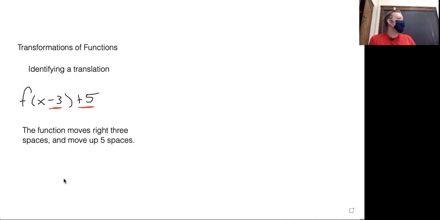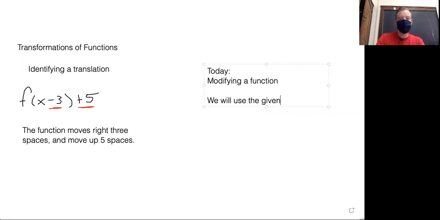And so that was all we were really doing when we worked with this previously. Today, though, we're going to see something similar. We're still going to have this f of x. We're still going to have numbers inside the parentheses and outside the parentheses. But we are going to be modifying a function. We are going to be changing a function, which means we're going to be changing an equation. So we will use the given transformations to change our equation in some way.